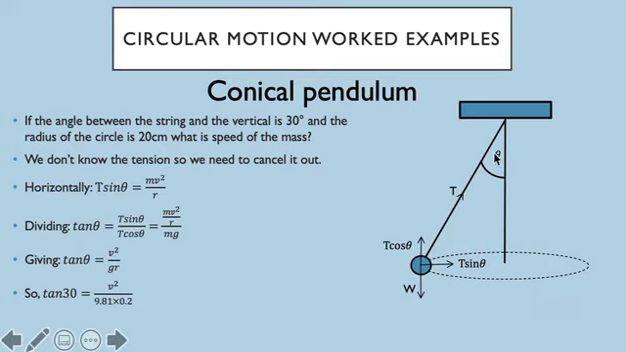So 30 was the angle here. g is 9.81, that's our gravitational field strength, and 0.2 is the radius. We had the radius in centimetres, so we've just converted that into metres. If we rearrange that, v is the square root of 9.81 times 0.2 times tan 30. So we get an answer of v equals 3.15 metres per second.